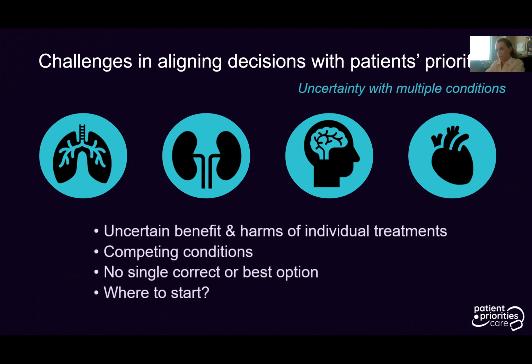In persons with multiple conditions, there's always uncertainty about the benefits and the harms of individual treatments given the complexity of these competing conditions. So again, there's often not a right answer or a best option, and sometimes we have to sort of trial things out. We'll get into that a bit when we get to our strategies. But often we're left wondering where to start with these complexities. Yeah, go to the next slide.